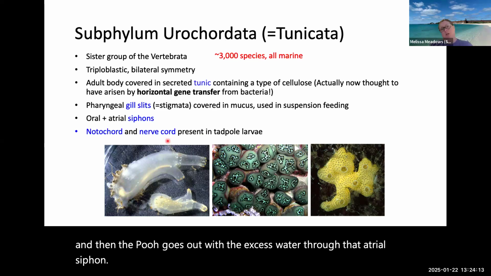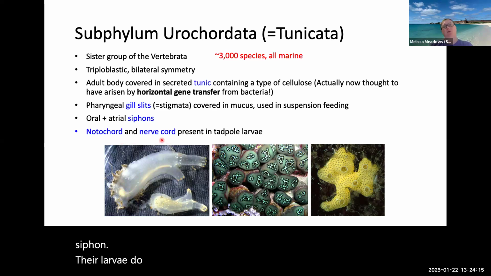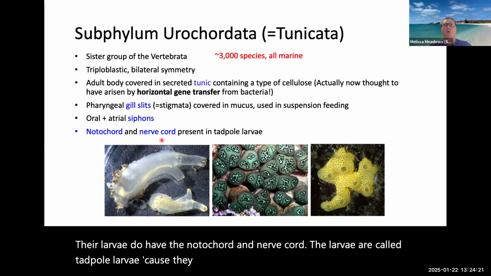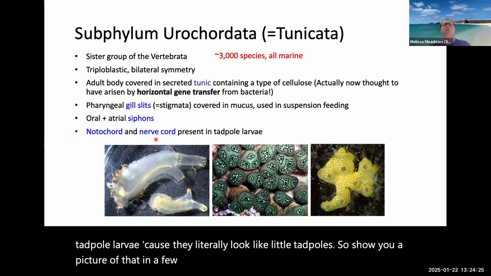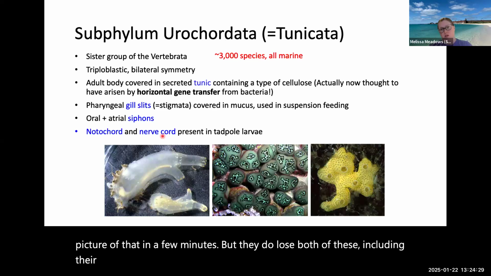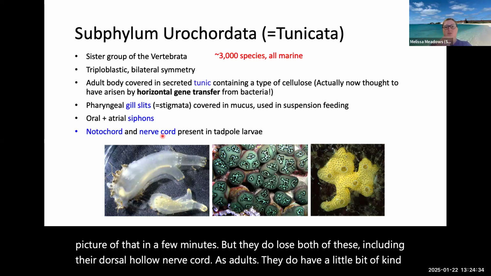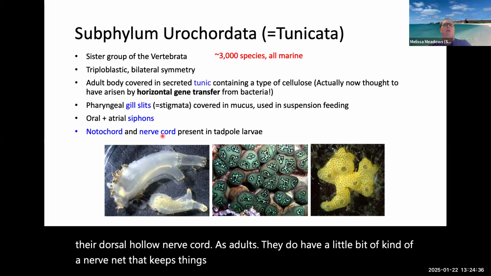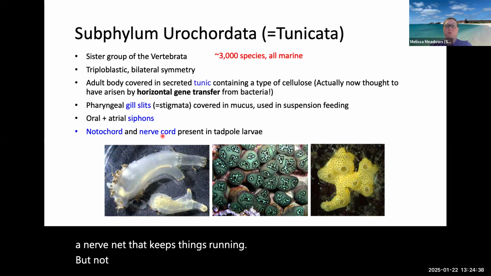Their larvae do have the notochord and nerve cord. The larvae are called tadpole larvae because they literally look like little tadpoles. So I'll show you a picture of that in a few minutes. But they do lose both of these, including their dorsal hollow nerve cord, as adults. They do have a little bit of kind of a nerve net that keeps things running, but not really a dorsal hollow nerve cord anymore as adults.